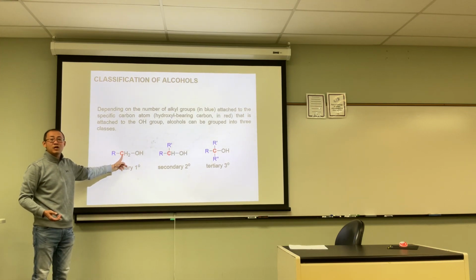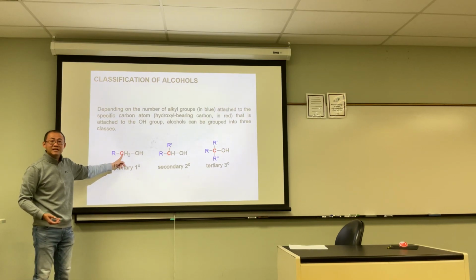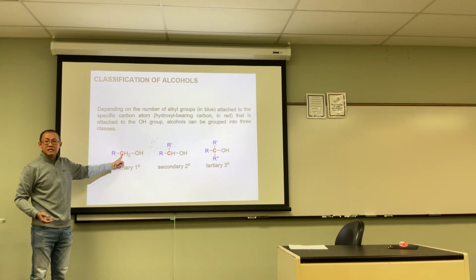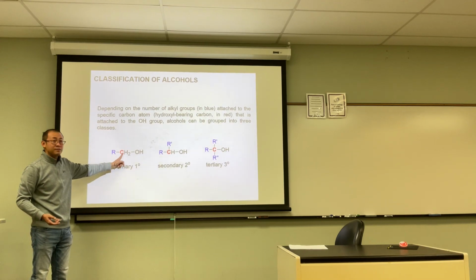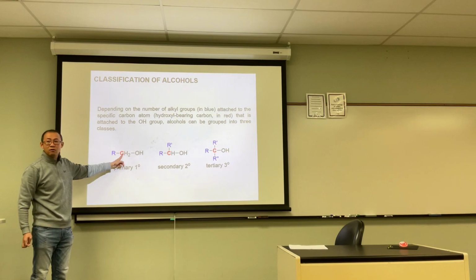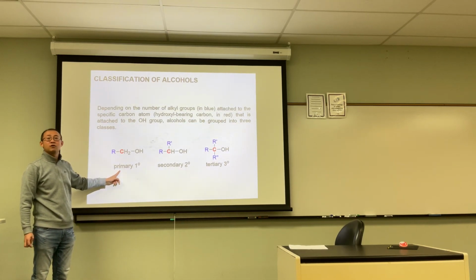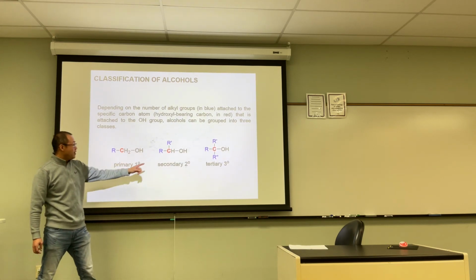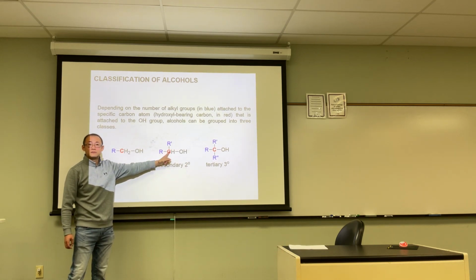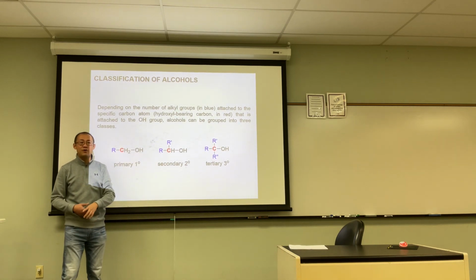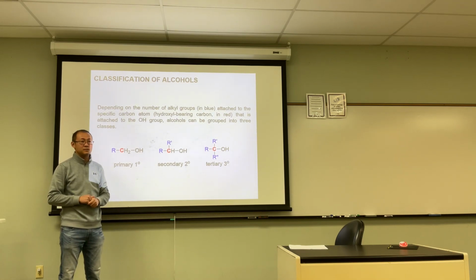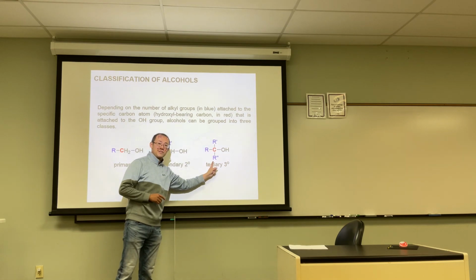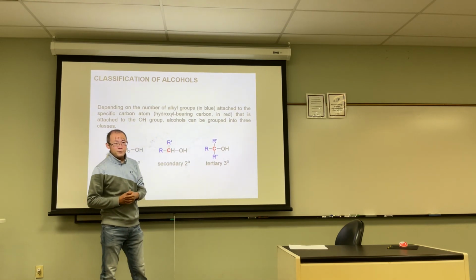Then based on how many groups are on this carbon in red, we classify alcohol into 3 types. If there is one group on this carbon, we call the alcohol a primary alcohol, with a 1 and a circle on it. It's called a primary. If there are 2 groups on this carbon, we call it a secondary alcohol, with a 2 little square on the superscript. If there are 3 groups on the carbon, we call it a tertiary alcohol.